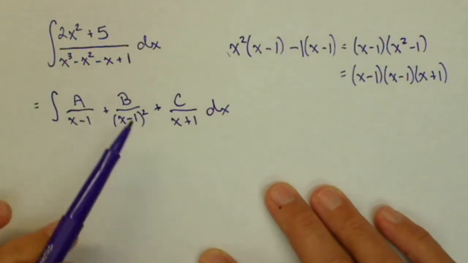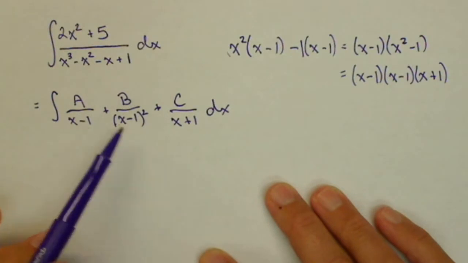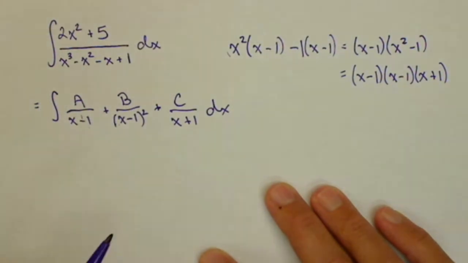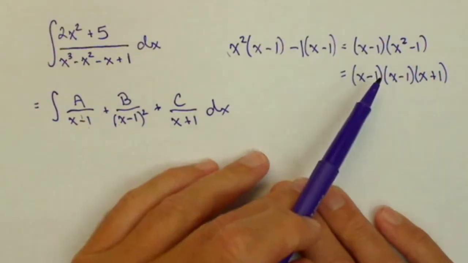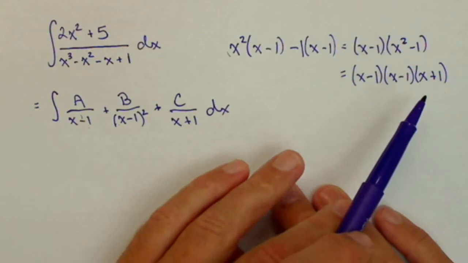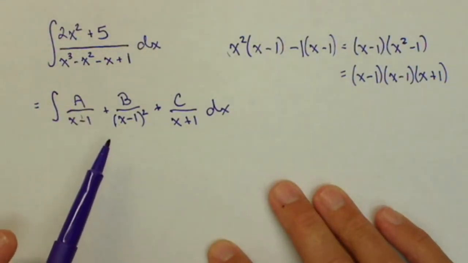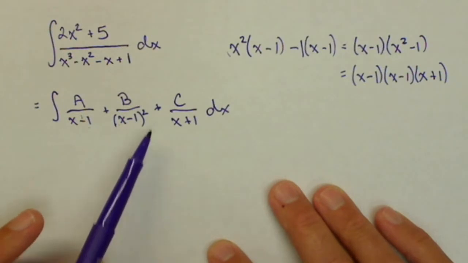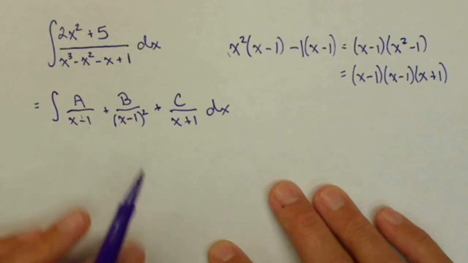dx. So we have to account for the fact that there could be two of these, because we're going to end up with three equations. We need three variables. So that's why we have to account for all of them. If this had been an x minus 1 cubed here, x minus 1 times x minus 1 times x minus 1, we would have had to do A over x minus 1, B over x minus 1 squared, C over x minus 1 cubed, and then D over x plus 1. So you have to account for each of the number of times it's repeated.